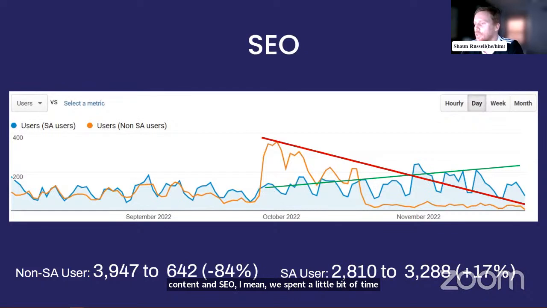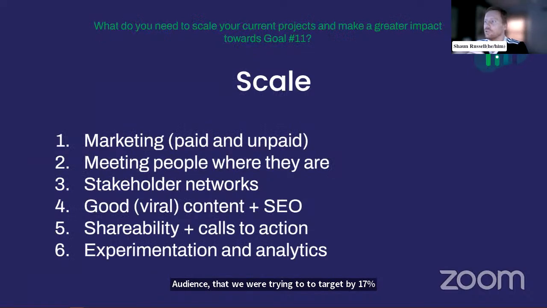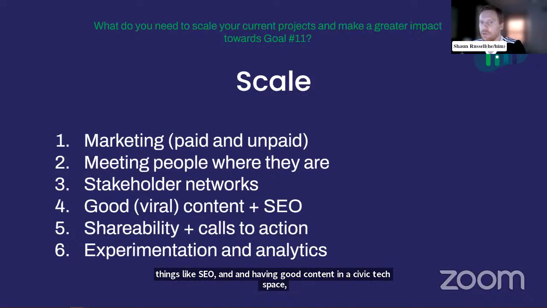We've got them in-house, and we tried to do two things. We were getting far too many non-South African users using the tool, which made no sense because the law only applies to South Africans. Through a little bit of SEO work over 2 months, we reduced the audience we weren't trying to target by 84%, and we increased the audience we were trying to target by 17%. So things like SEO and having good content in a civic tech space is something we really need to scale our information products.